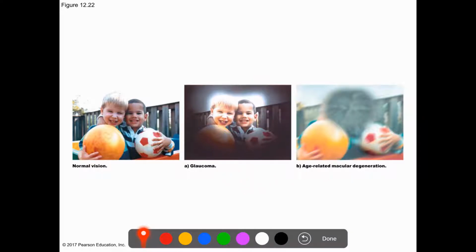These are different types of vision. This is normal vision. This is with glaucoma. This is macular degeneration. As you can see, you can't see the focus of the image.